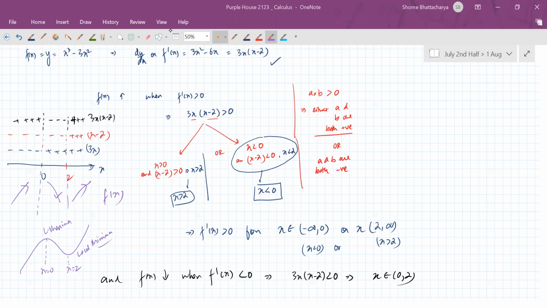So this is the second part of the question where we have analyzed the intervals where the function is increasing or decreasing. So we are seeing that the function is increasing in this interval. The function is increasing for this interval, whereas you can see here that the function is decreasing for this interval.